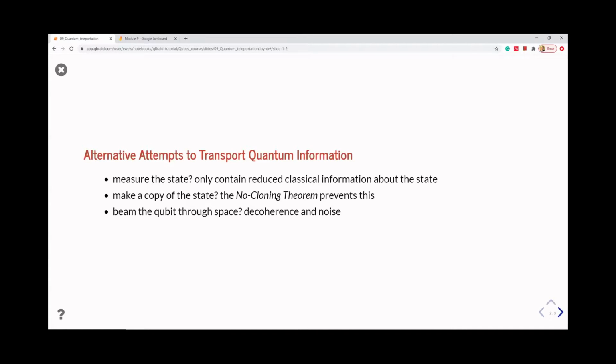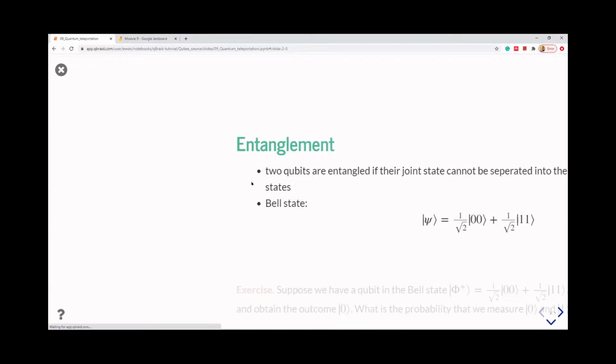So why not just send the qubit through space? The main reason would be there's a bunch of noise, decoherence. It's tough to send qubits. They're very fragile. They require very low temperatures. And so we would be unlikely to be able to retain the information by sending the qubit directly. So our only option here, or the most feasible option, is to do this teleportation.